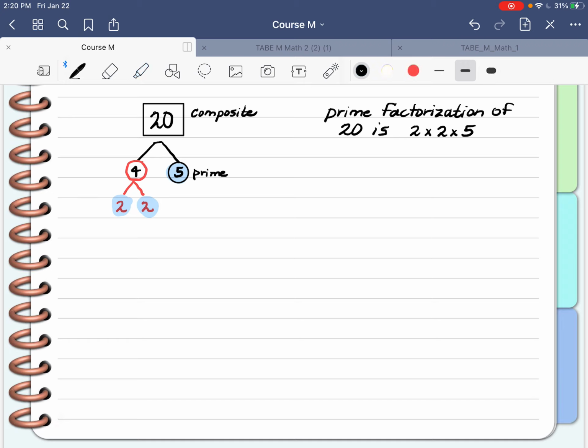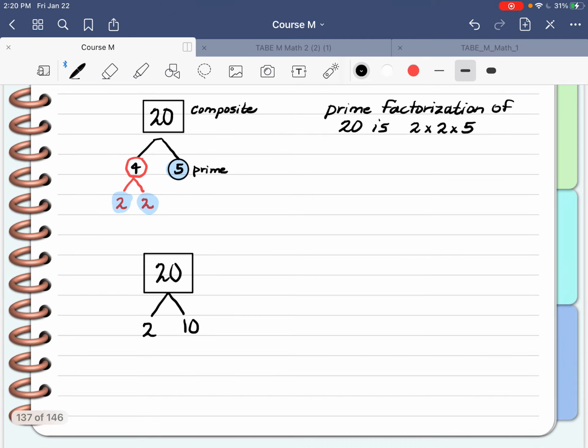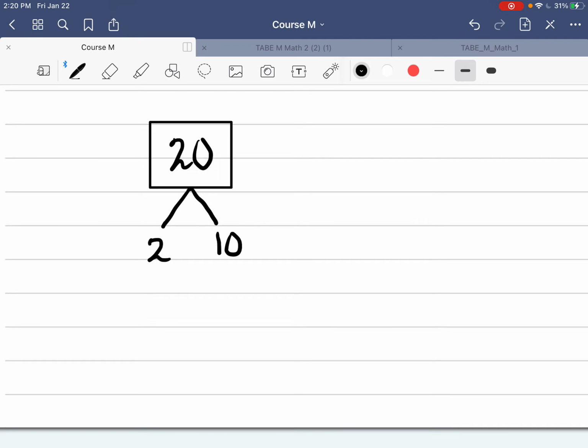So let me ask you a question. What if I take that composite 20 and instead of using 4 times 5, I use 2 times 10 as my factors, because 2 times 10 is 20. Let's see what happens with this one. I can't break the 2 down, but I can break down the 10. 10 is 2 times 5. Look at that. 2 times 2 times 5.